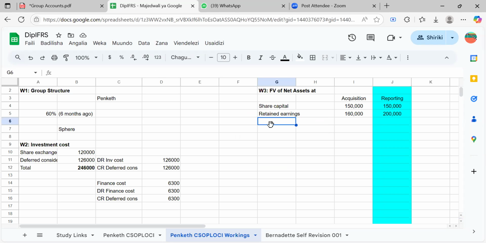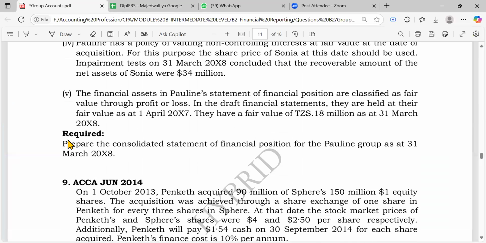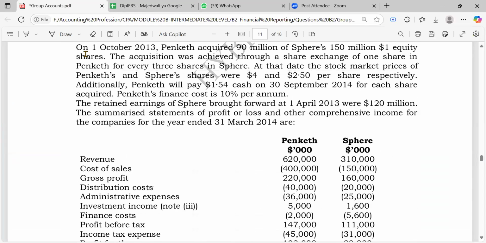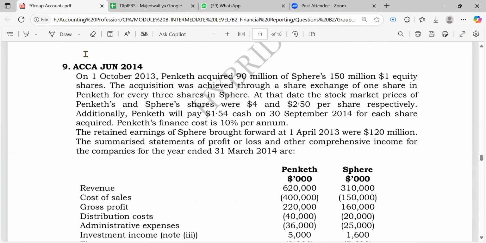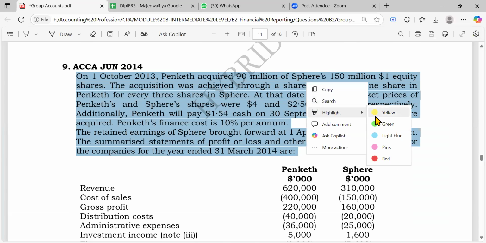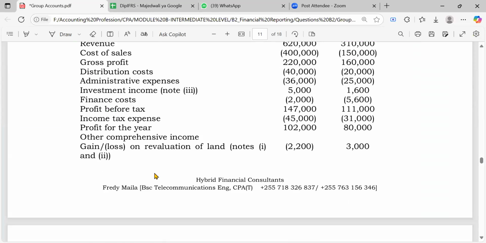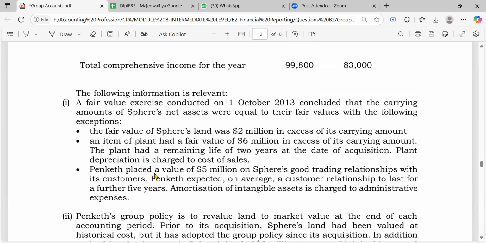Let's now go for the fair value adjustments. Fair value adjustments. Okay, what do we have? And I think you can go here. So I think we are done already with all this. Let me highlight them like that. We have gone through them all. Let's go for the fair value adjustments.